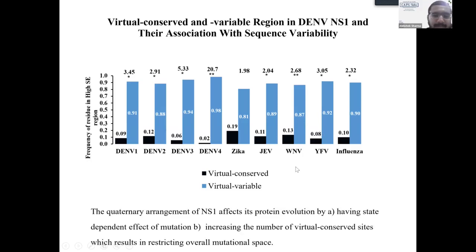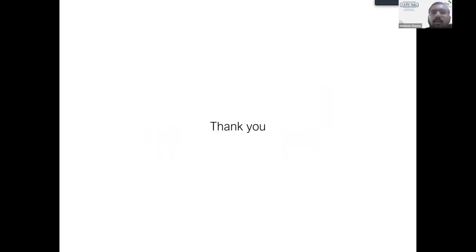We suggested that the quaternary arrangement of NS1 affects its protein evolution. Firstly, by having a state-dependent effect of mutation. And secondly, by increasing the number of virtually conserved sites, which results in restricting the overall mutation scale. With this, I would like to thank my mentors, Professor Sowdhamini and Professor Sudhir Krishna, and I will stop here.